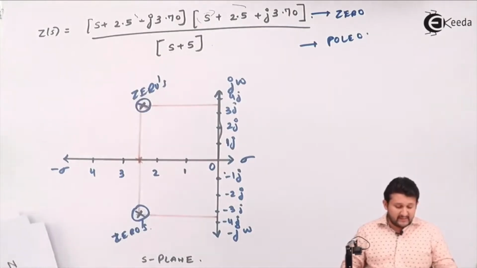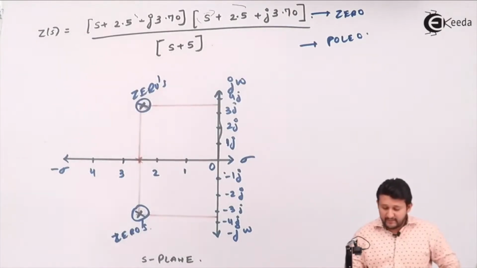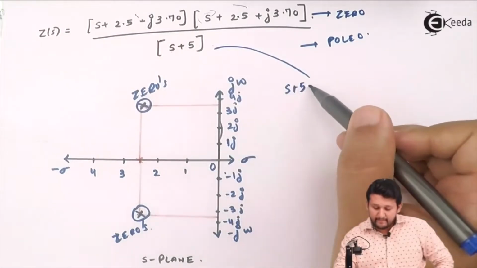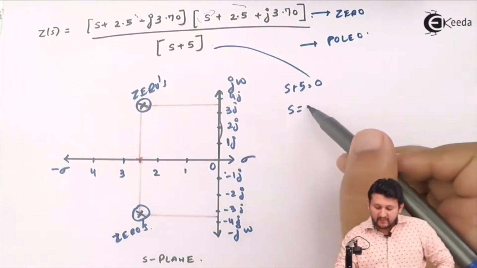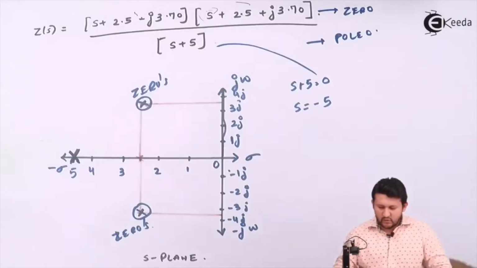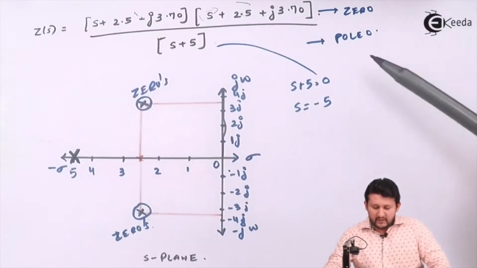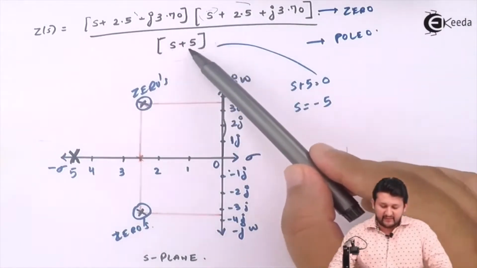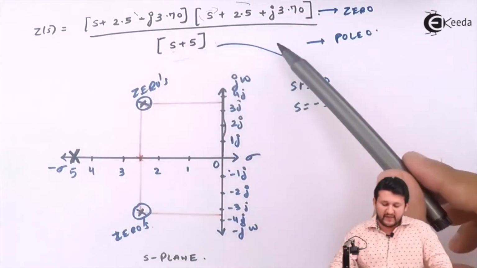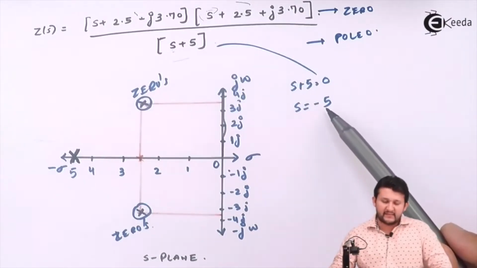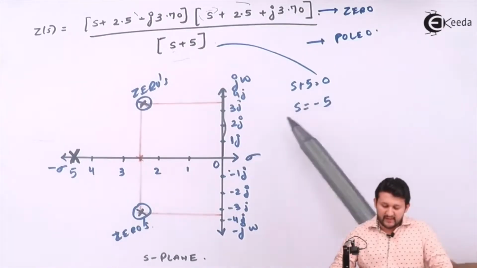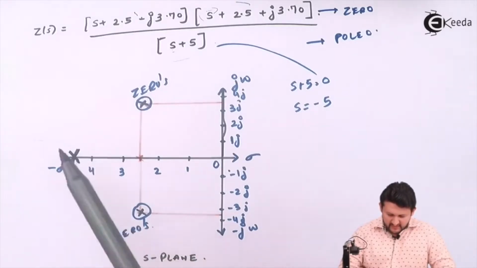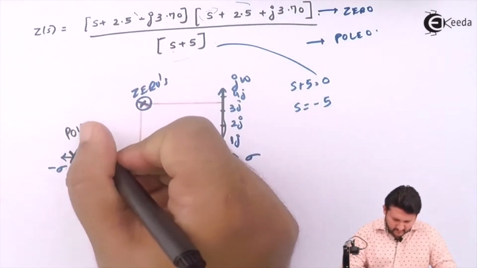Now the second question says, what will be your pole? So my pole is S plus 5 equal to 0. So this will be S equal to minus 5. So if I need to call my pole, the pole value I'll be getting from the denominator. So whatever denominator bracket I am going to get, my dear friends, put it equal to 0. So S plus 5 equal to 0, so S equal to minus 5. So plot this value. So this is your real part, 5 cross. So this is nothing but your pole.